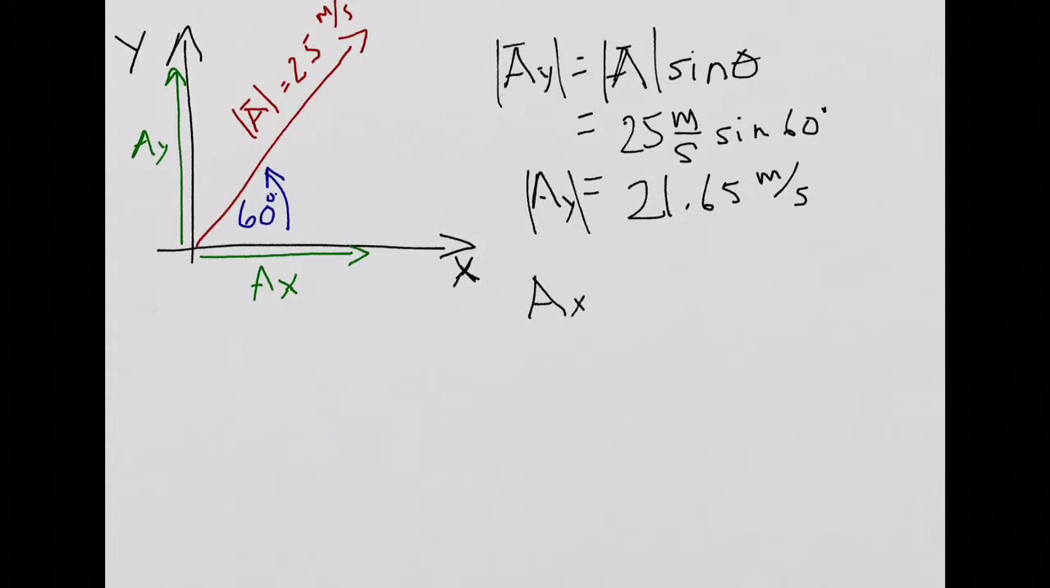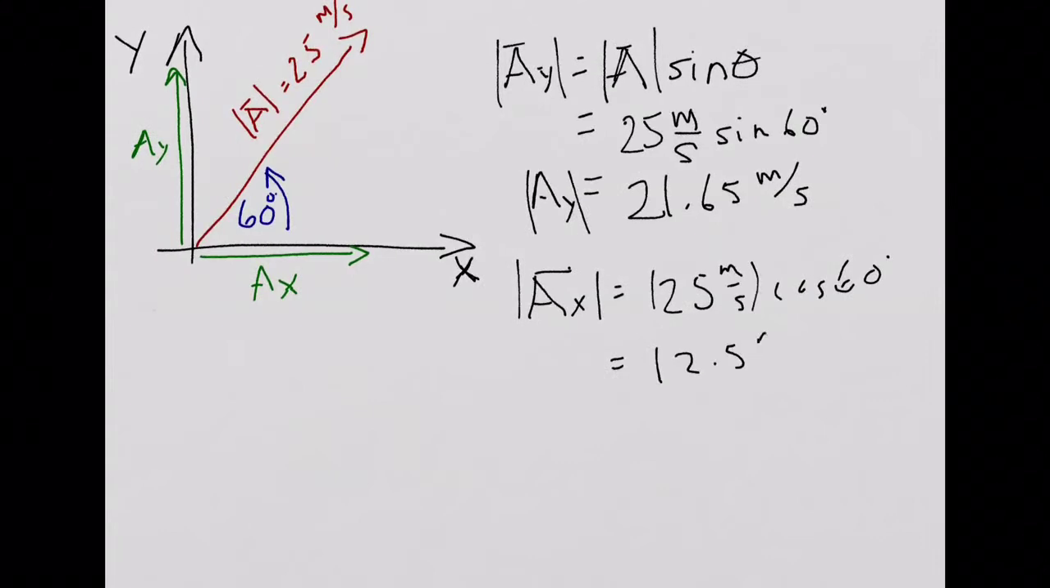Likewise, A in the x direction, that component, equals 25 meters per second times cosine 60 degrees. And when you calculate that, that's 12.5 meters per second.